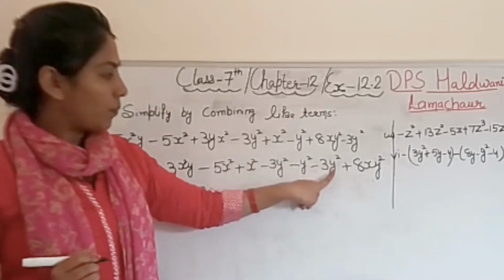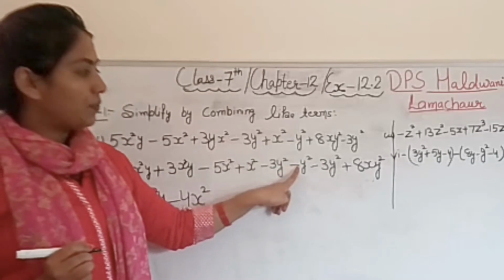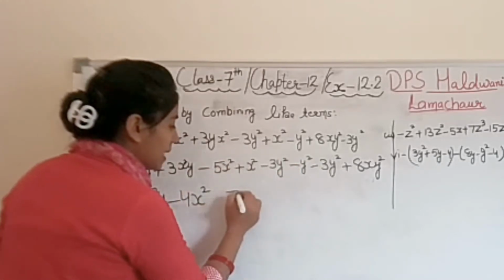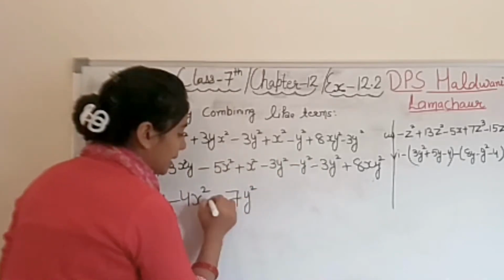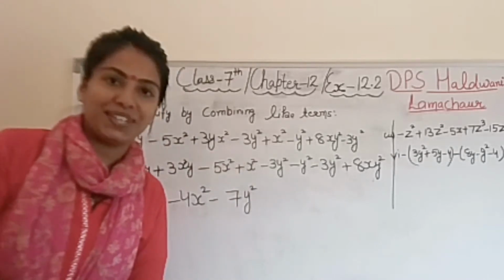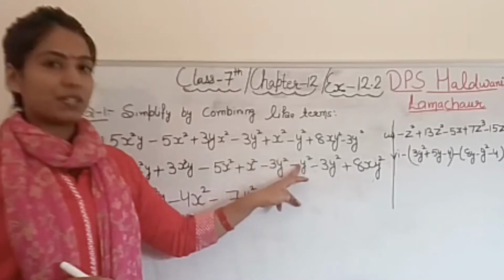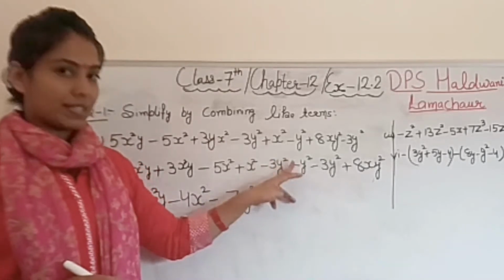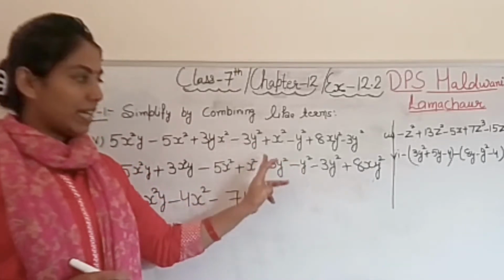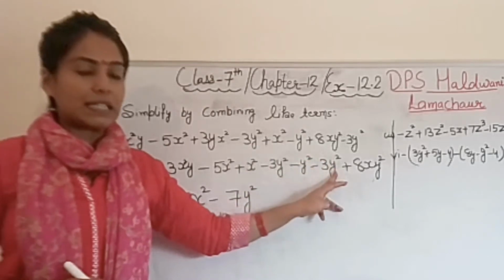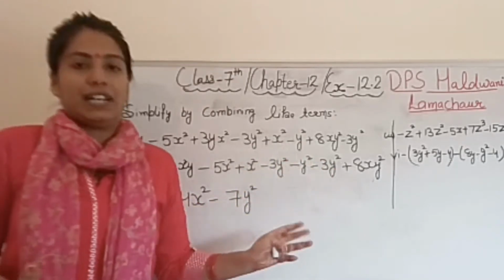Y square, y square, y square. So 3, 6, 7. 7y square, the sign will be minus only. Right, student? Minus minus plus 3 plus 1, 4. Sign will be minus. Okay. Again minus minus plus 4 plus 3, 7. So I have done directly only.